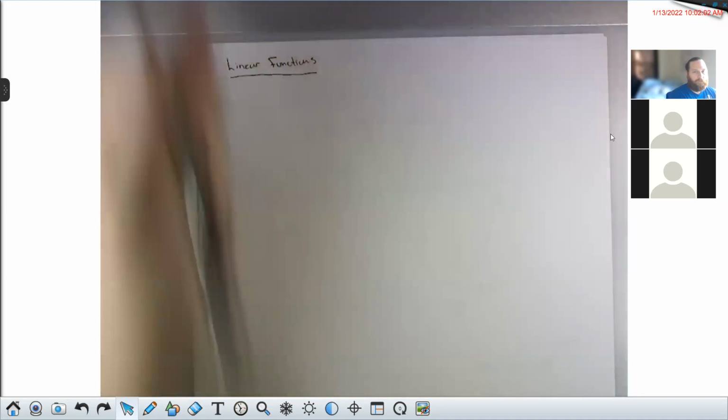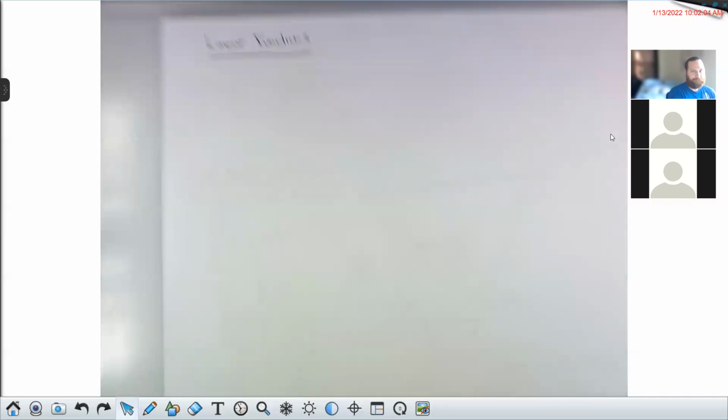Linear functions. Sort of the simplest family of functions we can study. We're going to study many different families of functions in this class, but in some real sense, the simplest family of functions we're going to study are linear functions.